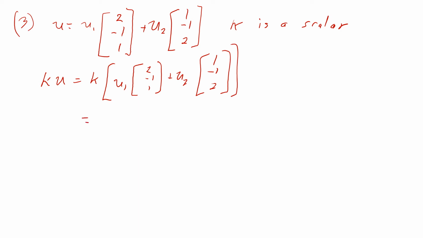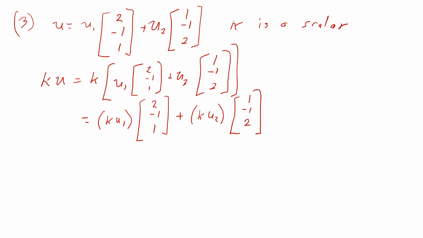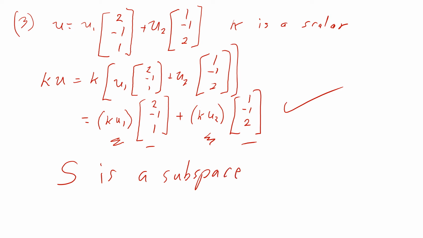Rearrange it a little bit. We get k times u1 times (2, -1, 1) plus k times u2 times (1, -1, 2). Well, what is this? This is a number times the first vector plus a number times the second vector. That is the definition of it being in the span. So we are closed under scalar multiplication. So S is a subspace. It satisfies the three conditions in the definition for a subspace.